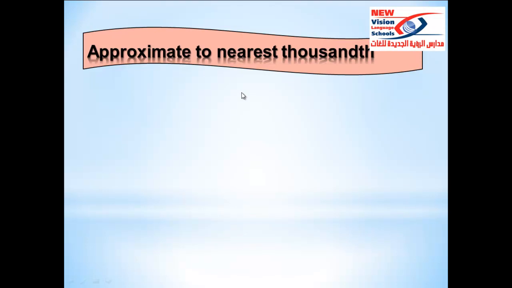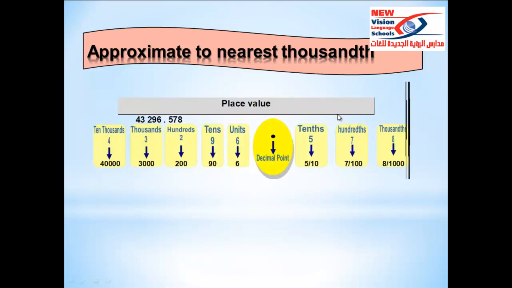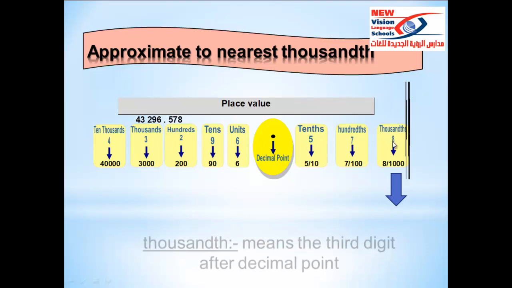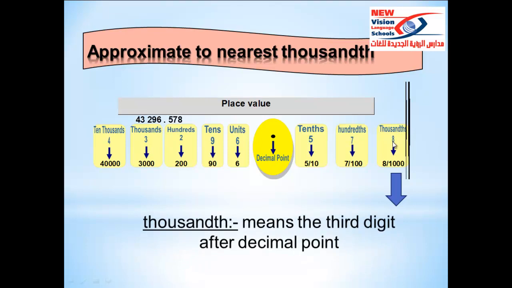How to approximate to nearest thousandths? Nearest thousandth, he wants to approximate the decimal number according to the third digit after the decimal point. Here, this third digit after the decimal point is thousandths. Why is it thousandths? Because it is a part of 1000.